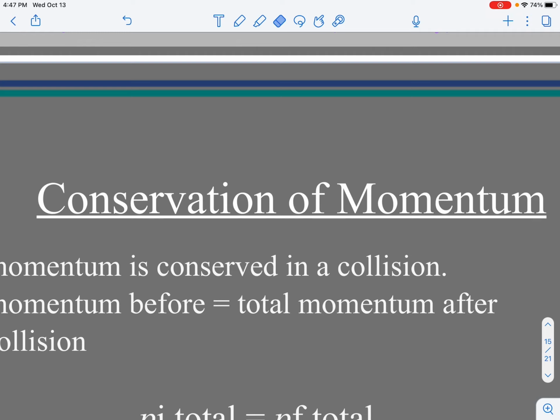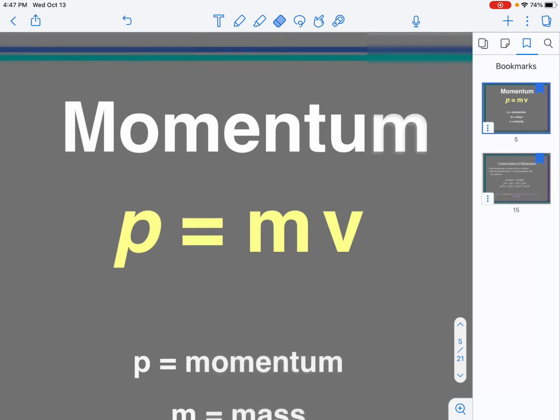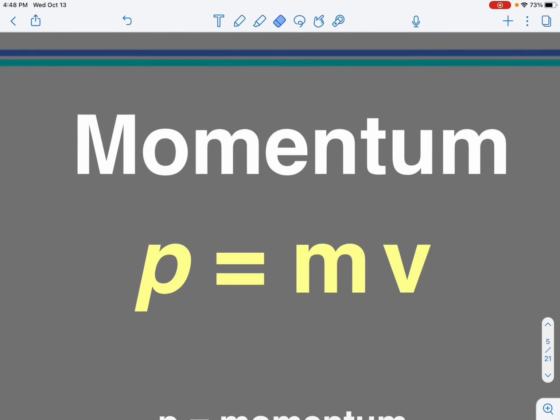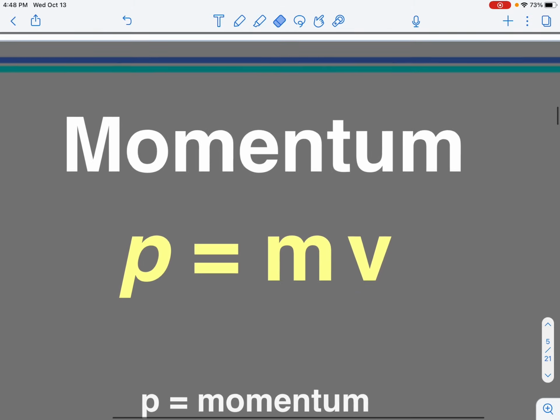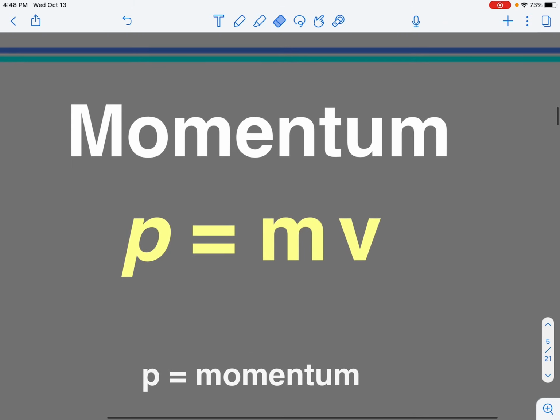All right, now we're going to talk about something called conservation of momentum. Before we get into the specifics of conservation of momentum, I'd like to take a moment to just review what momentum is. Momentum is a vector quantity, and it is calculated using the formula mass times velocity. We have already learned that velocity is a vector, which means whatever direction the object is moving, we should have a positive or a negative value to that velocity to indicate the direction.